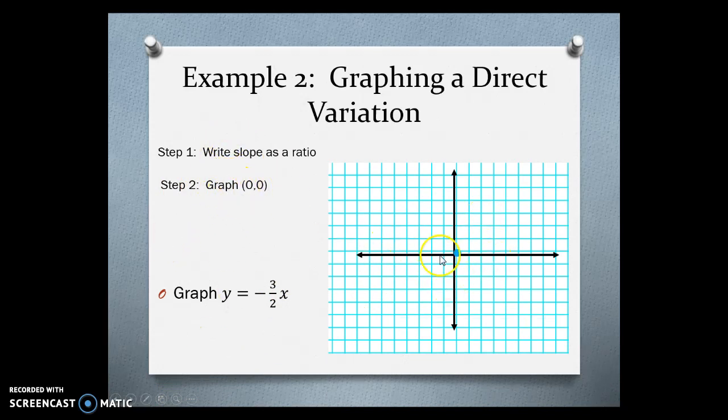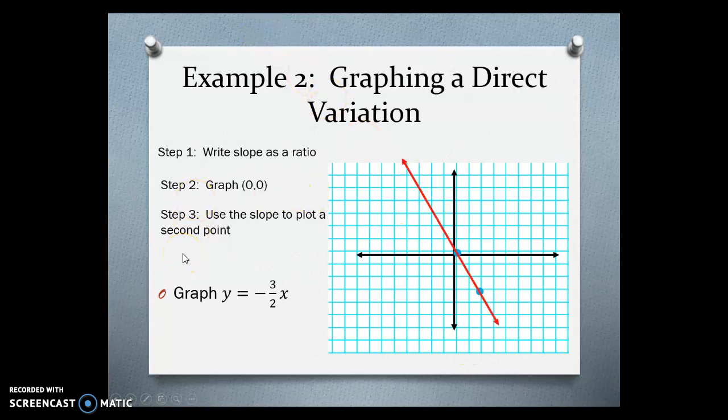So I'm going to graph 0, 0 right now. I'm a little off there, but not too bad. So there's my 0, 0. And now I'm going to use this negative 3 over 2x, this negative 3 over 2, to plot my second point. So I'm going to go this way, down 3. That takes care of my negative 3. So 1, 2, 3, forward 2. I'm going to put a point right there. And then essentially we just connect our dots.